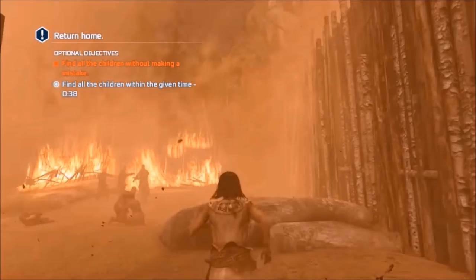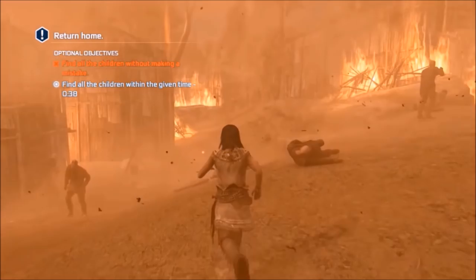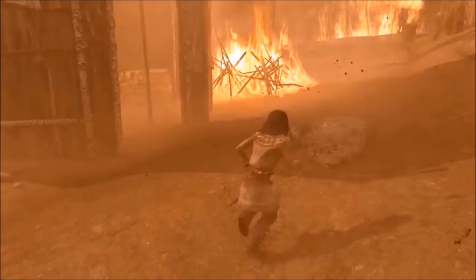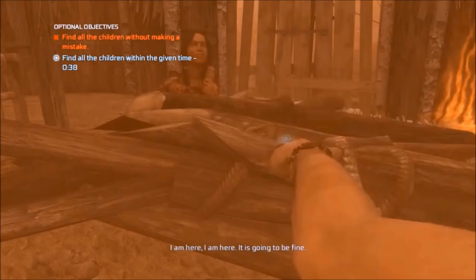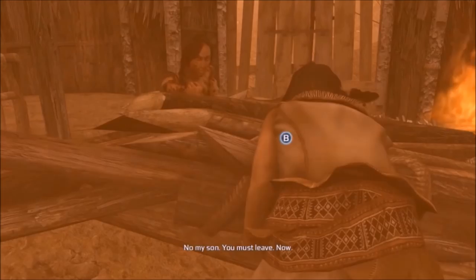After waking up, he found his village on fire as the rest of the Mohawk tribe was escaping. As he desperately began searching for his mother, he found her trapped.